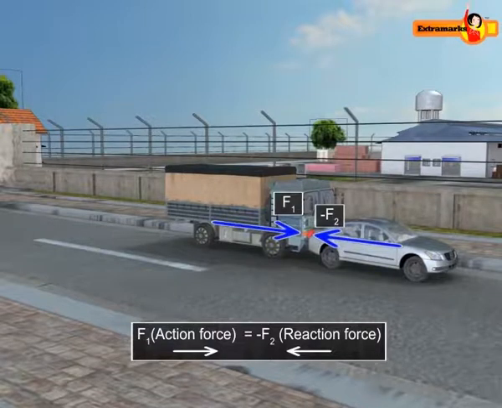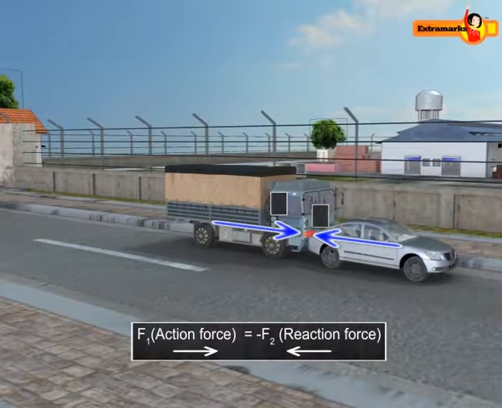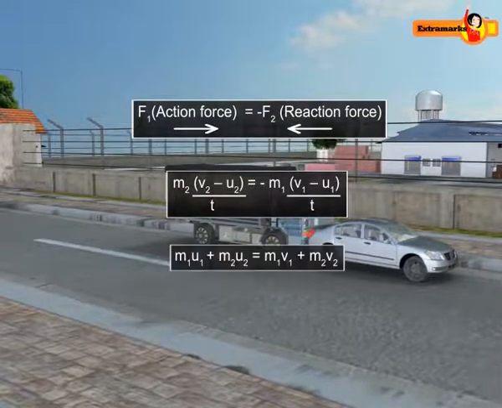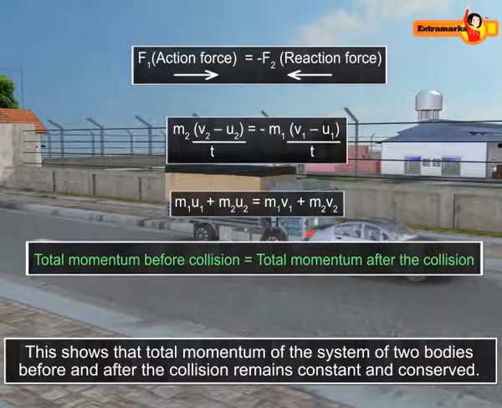According to the third law of motion, force of action and reaction are equal and opposite. Now, putting the values of force F1 and F2 and rearranging the terms, we get the required equation of the law of conservation of momentum. The left-hand side represents the total momentum of the truck and the car before collision. The right-hand side represents the total momentum of the truck and the car after collision. This shows that the total momentum of the system of two bodies before and after the collision remains constant and conserved.